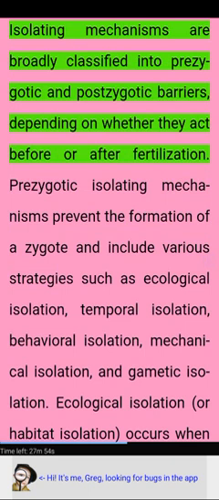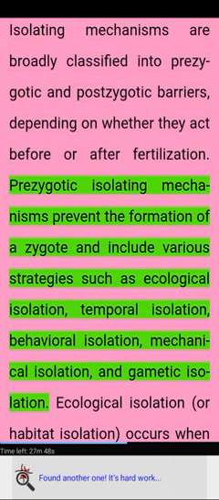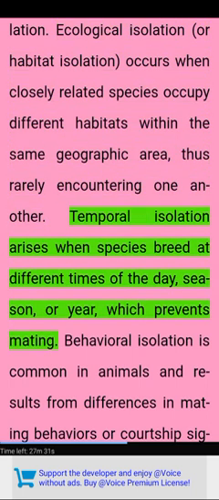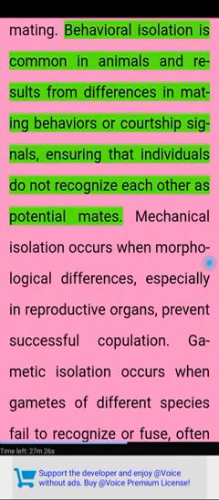Isolating mechanisms are broadly classified into prezygotic and postzygotic barriers, depending on whether they act before or after fertilization. Prezygotic isolating mechanisms prevent the formation of a zygote and include ecological isolation, temporal isolation, behavioral isolation, mechanical isolation, and gametic isolation. Ecological or habitat isolation occurs when closely related species occupy different habitats within the same geographic area, thus rarely encountering one another. Temporal isolation arises when species breed at different times of the day, season, or year, which prevents mating. Behavioral isolation is common in animals and results from differences in mating behaviors or courtship signals, ensuring that individuals do not recognize each other as potential mates.